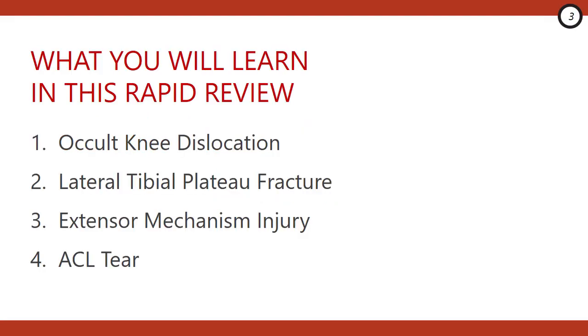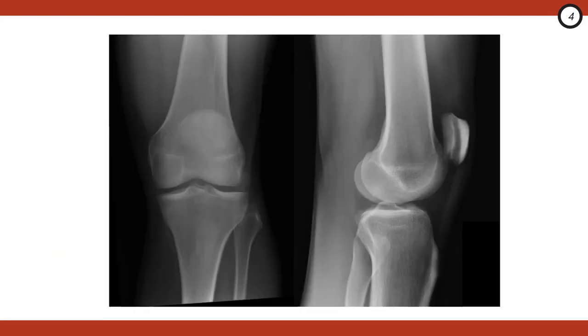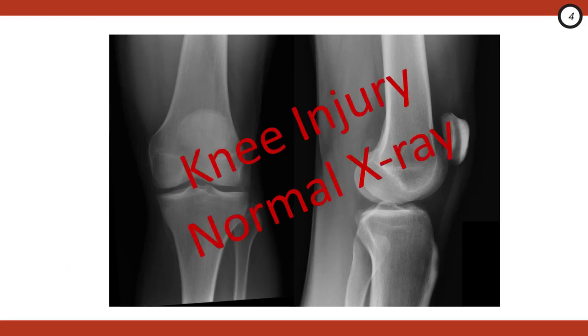In part two, we're going to dive a little bit deeper into some of these can't-miss diagnoses for knee injuries. We're going to cover occult knee dislocations, we'll cover off on lateral tibial plateau fractures, extensor mechanism injuries, and then round things out with ACL tears. So first up, all of these diagnoses can present with an essentially normal knee x-ray. So when we see a patient with a knee injury, we probably want to use a forced cognitive strategy to make sure that we at least consider all of the diagnoses that we're talking about here.